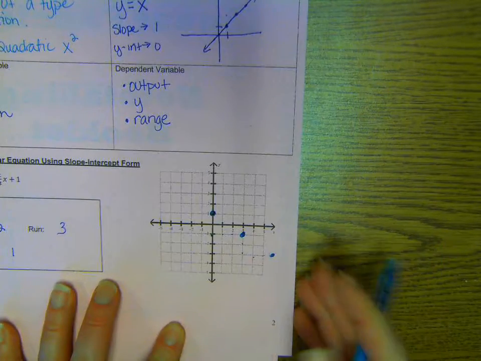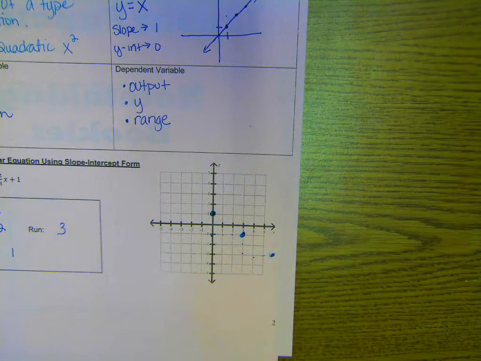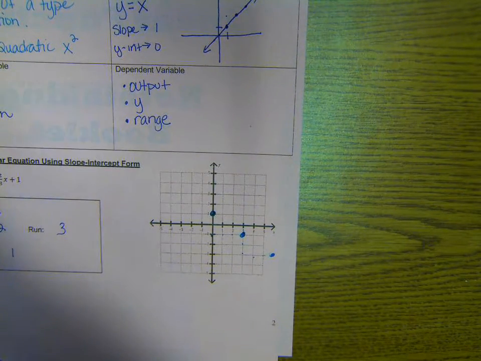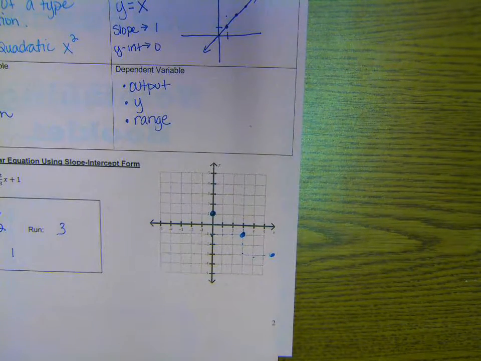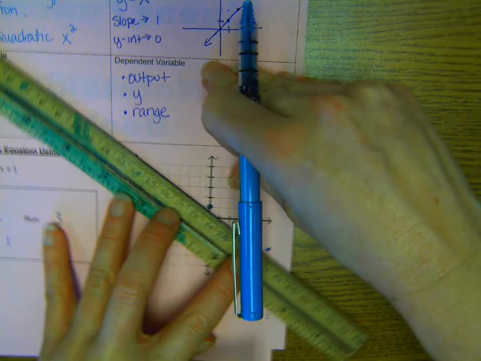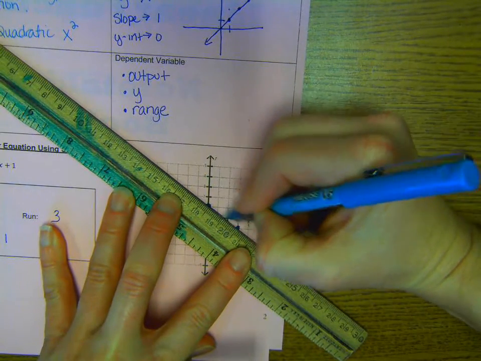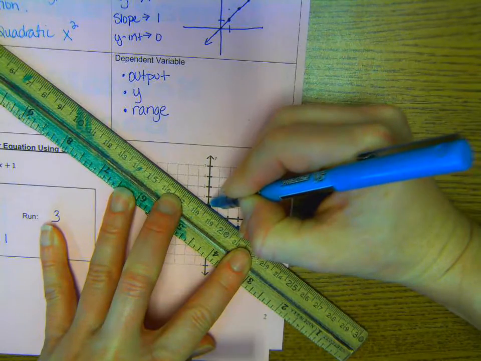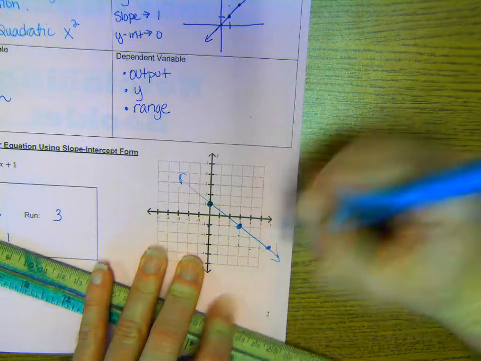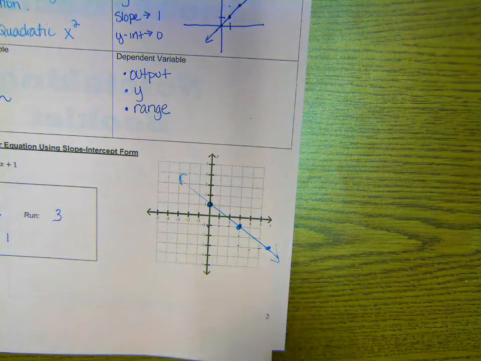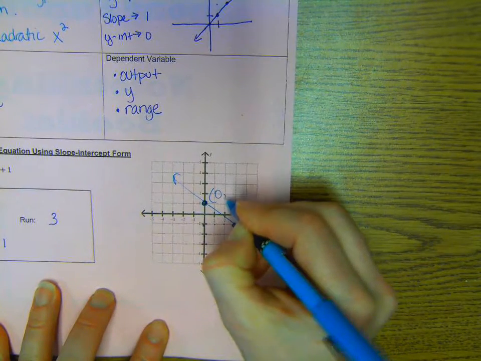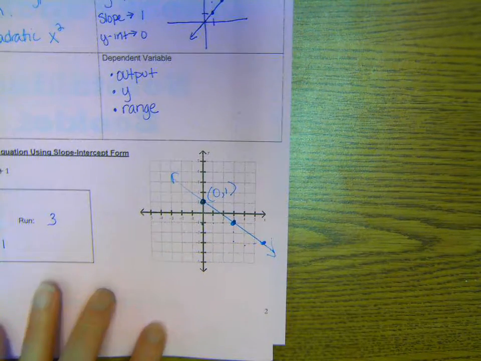Would you use a straight edge? A straight edge doesn't have to be a ruler. It just has to be a straight edge, to neatly then draw a line through those points. Okay, and then I'm going to label, this is my y-intercept right here, of (0, 1).